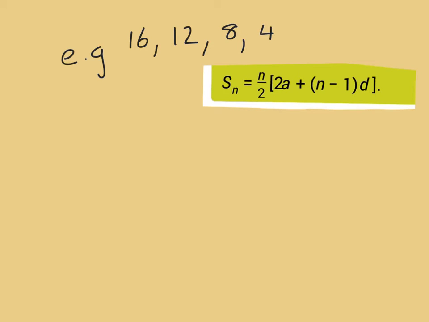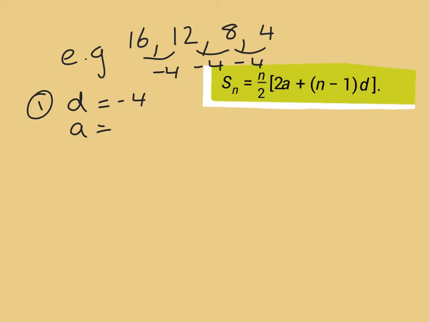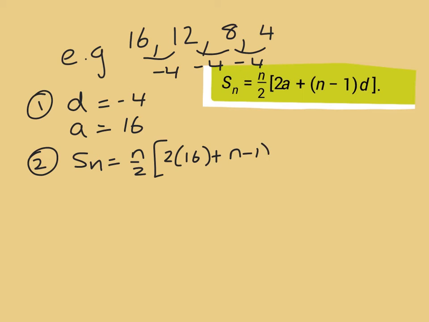Okay, so let's go through this then. First of all, I can see that my difference is minus 4 each time. So in my step 1, my D is equal to minus 4, and I see my A is equal to 16. Okay, step 2, pop all that into our Sn formula. So I have Sn equals n over 2, 2 by 16 plus n minus 1, and my D I'm just going to put into brackets because there's a negative sign in front of it.